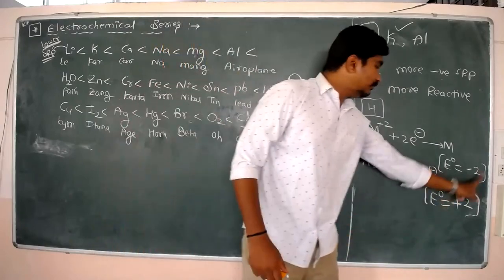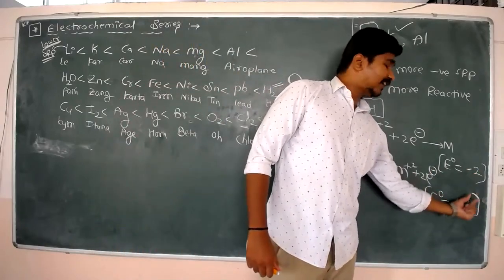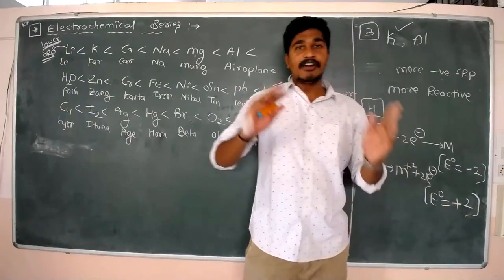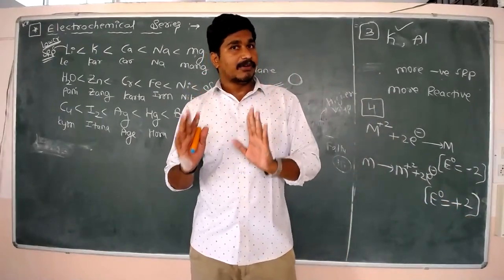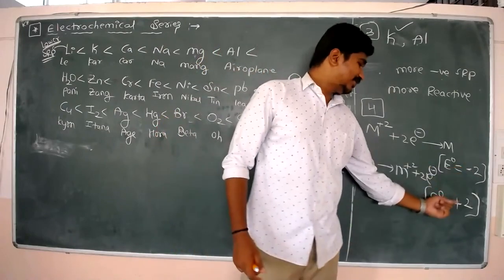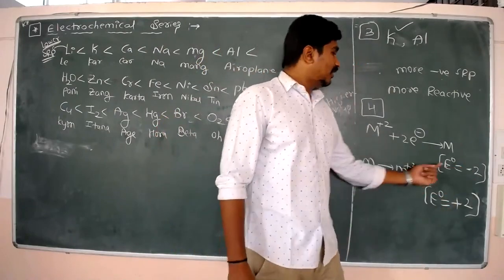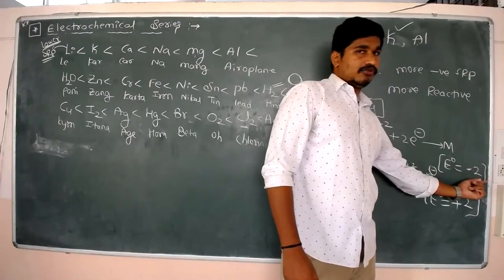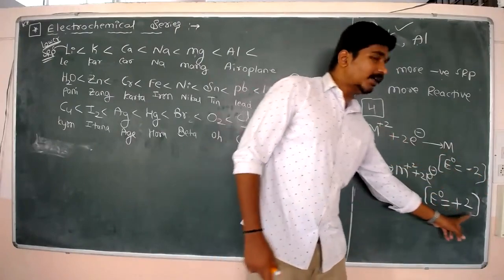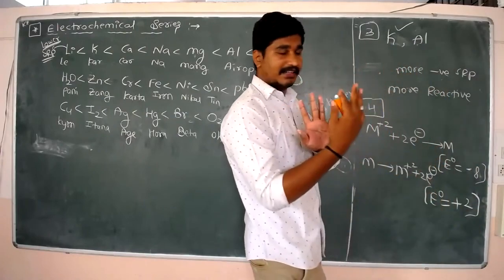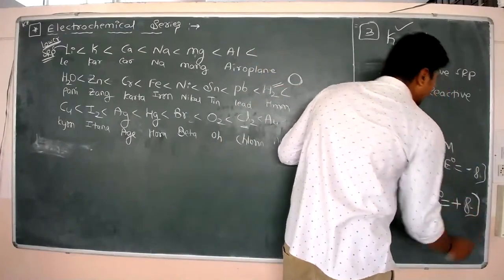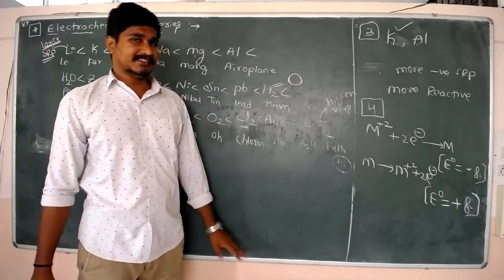Means the value remains same. Magnitude of the SRP remains same. If you reverse the reaction, the magnitude of that particular SRP value remains same, whereas only the sign changes. For this reaction, it is -2. If you make the reaction reverse, it will become +2. For example, if it is -8, after reversing that reaction, it will become +8. This is the thing. Correct?